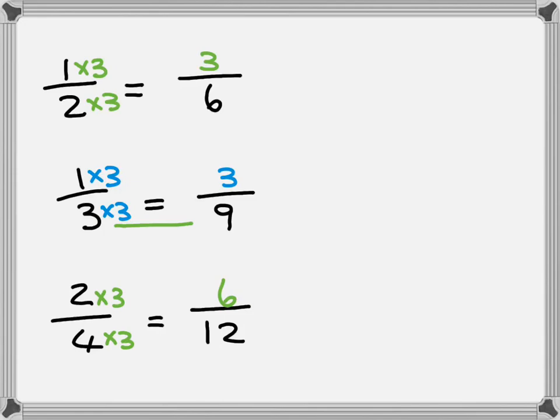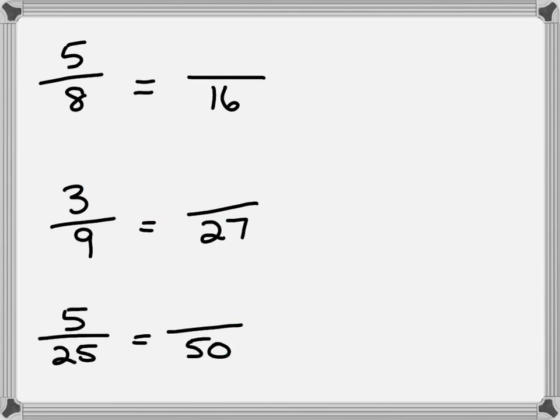Okay, so you can see 1/2 is the same as 3 sixes. It's equivalent. Equivalent means there's an equal sign. They are the same. 1/3 is the same as 3/9, and 2/4 is the same as 6/12. Okay, let's look at another lot.